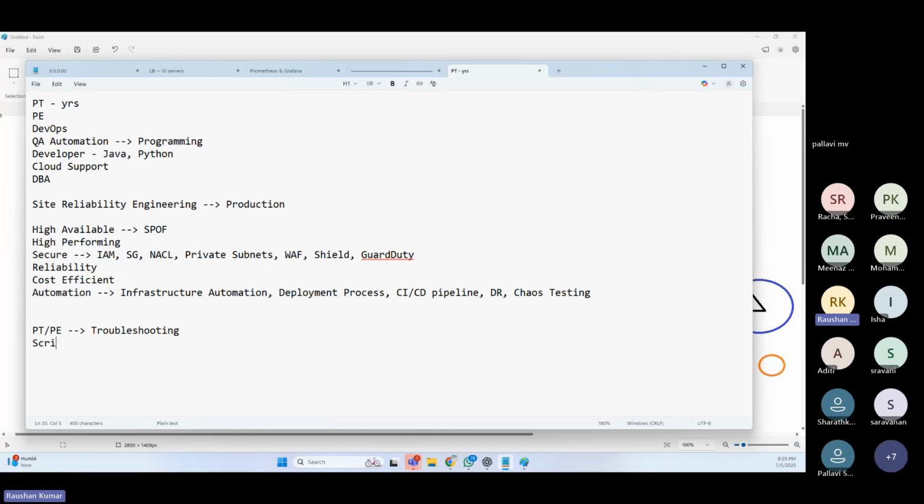I would use the word scripting: Python scripting, shell scripting, automation perspective. Your CI/CD pipeline, your infrastructure automation. How do you automate the deployment process? These things, friends. When I talk about automation, we are expecting these skill sets. So troubleshooting is a very important skill set. You should be able to simulate some load, do some chaos testing.